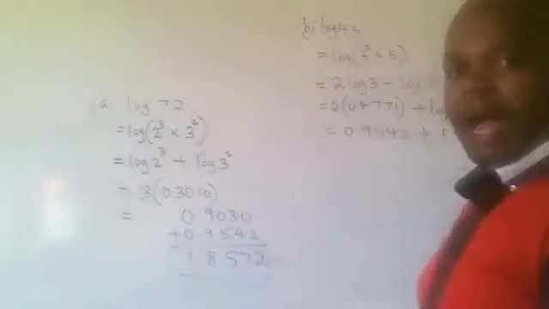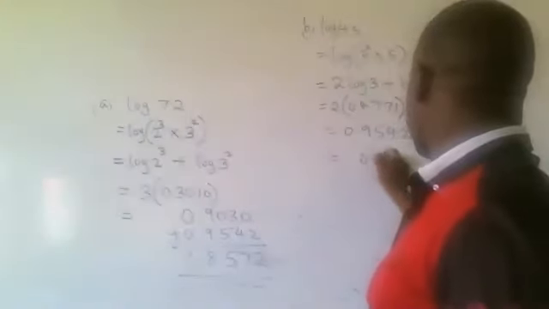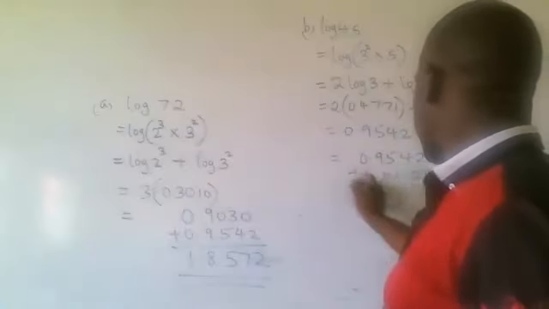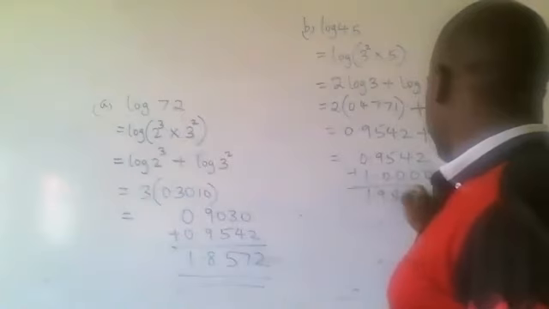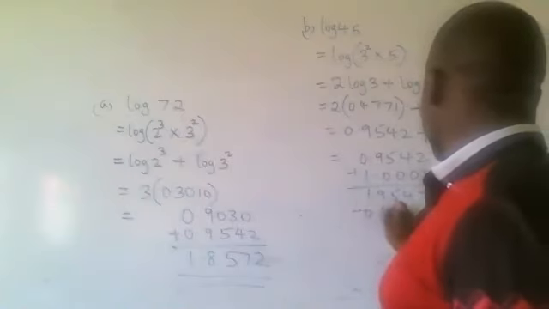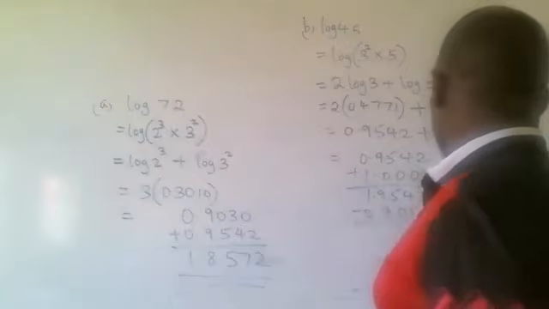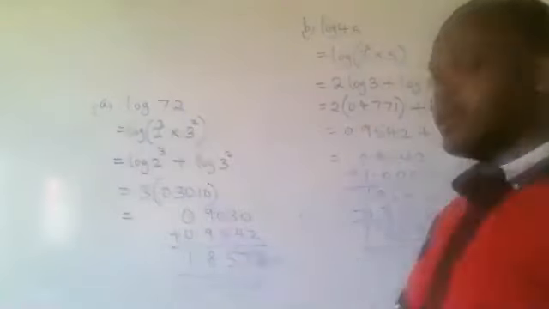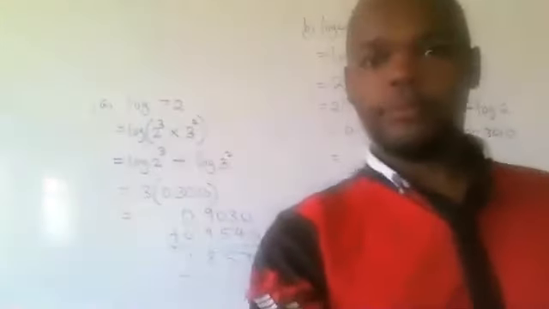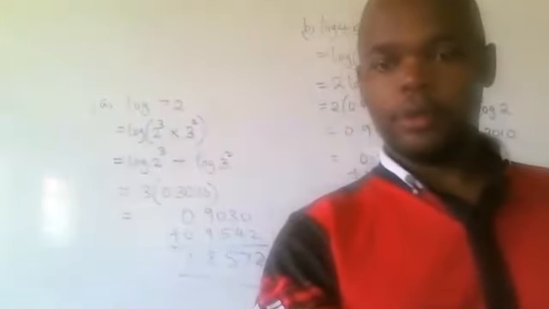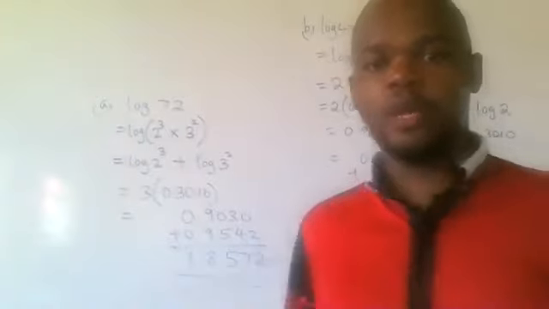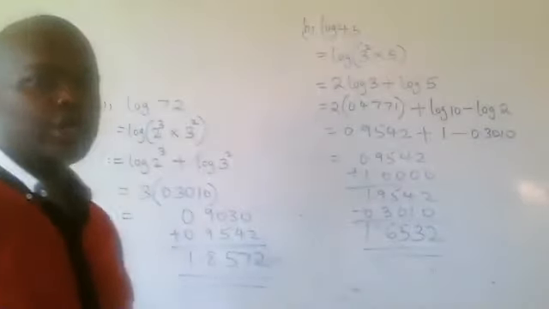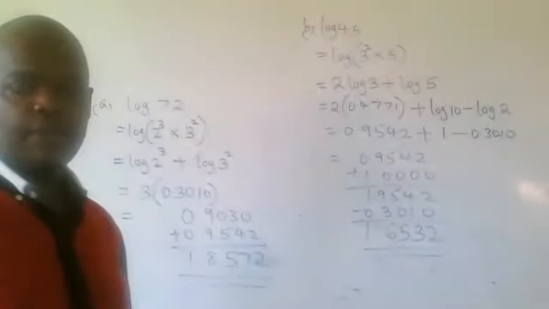So you have to show by adding. Just write 0.9542, add 1, get 1.9542, then subtract 0.3010, then you will get that answer. So you'll get 1.6532 as your answer.